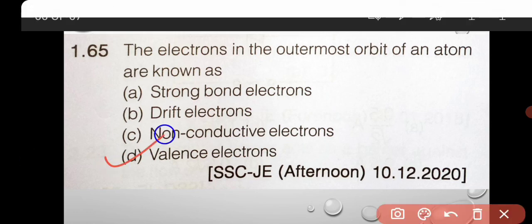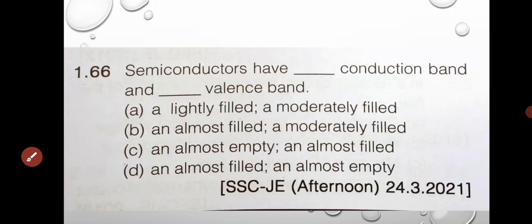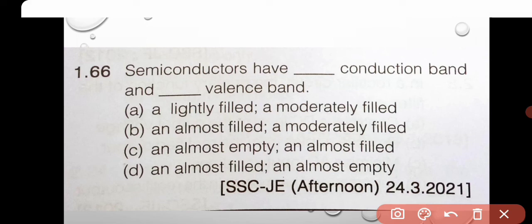Now the next question is, the electrons in the outermost orbit of an atom are known as valence electrons. Now the next question is, semiconductors have dash conduction band and dash valence band. As we know, a semiconductor has an empty conduction band and an almost filled valence band, which when provided a fixed amount of energy can reach the conduction band. So its correct answer will be option C, that is an almost empty and almost filled.